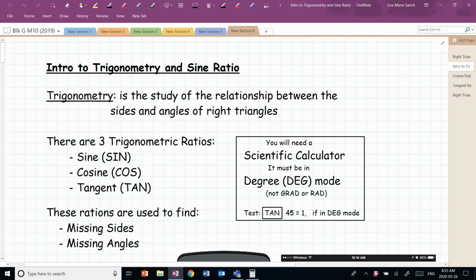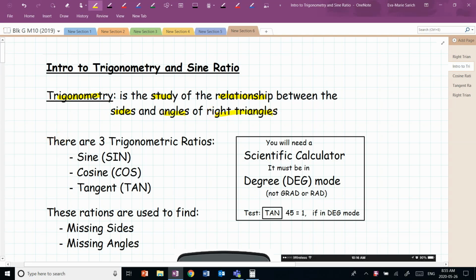Good morning, grade 10s. This week's lesson is on trigonometry, and specifically what we're looking at today is an introduction to trigonometry and the sine ratio. So what is trigonometry? Trigonometry is the study of the relationship between the sides and the angles of right triangles.